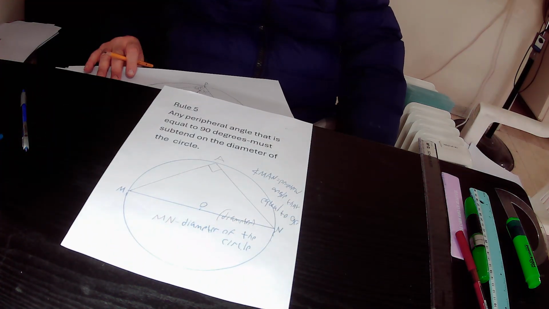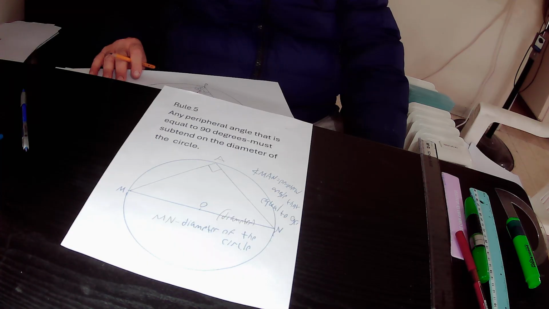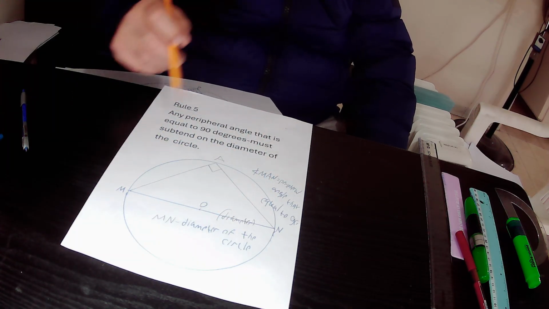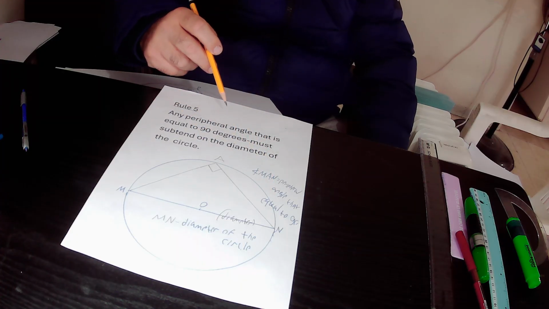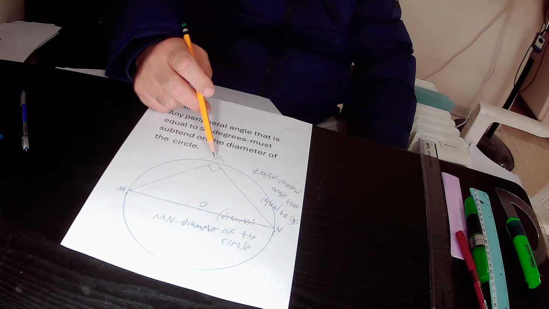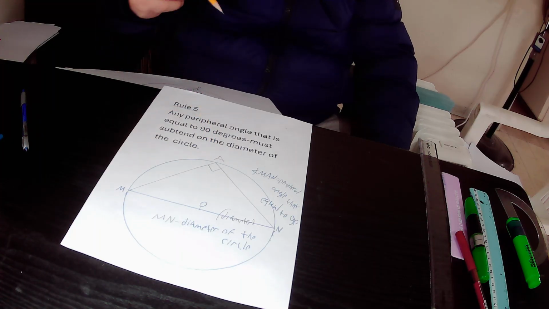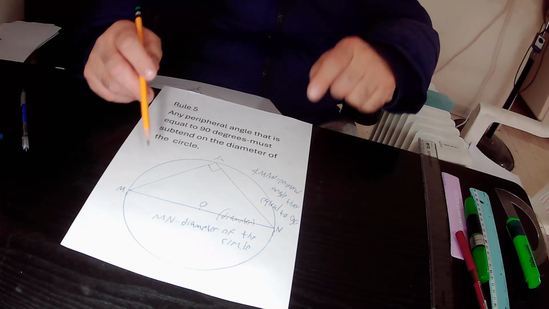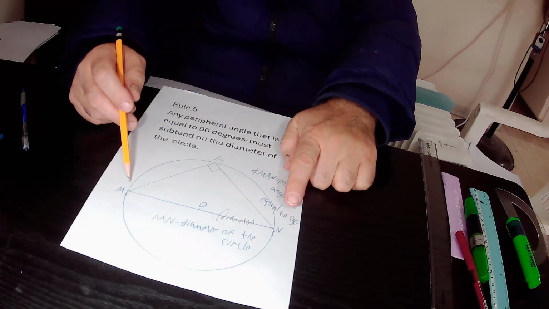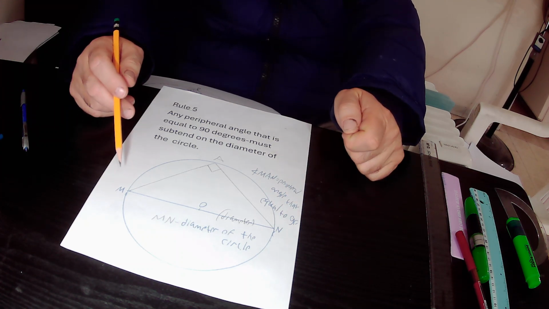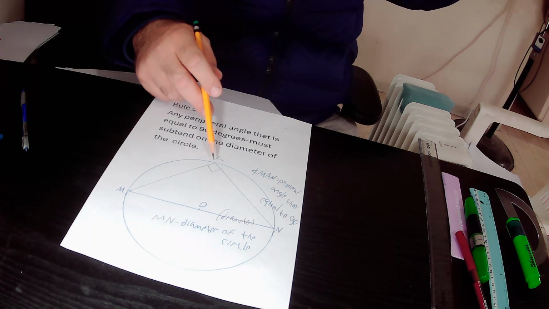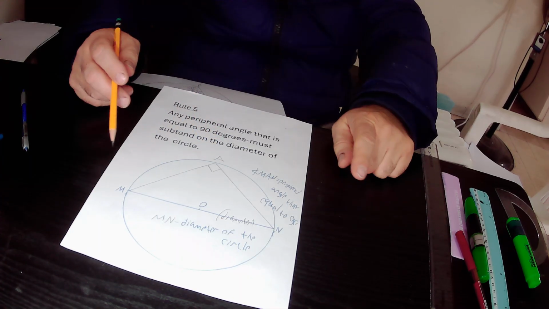According to rule 5, any angle that equals 90 degrees inside must subtend on the diameter of the circle. In the drawing, you have a circle. This is angle MAN. We know that angle MAN is a right angle, it is equal to 90 degrees inside, and therefore according to rule 5, angle MAN must subtend on the diameter of the circle. Angle MAN subtends on chord MN, that is the diameter of the circle. So according to rule 5, any angle that is equal to 90 degrees inside, like this angle, must subtend on the diameter of the circle.